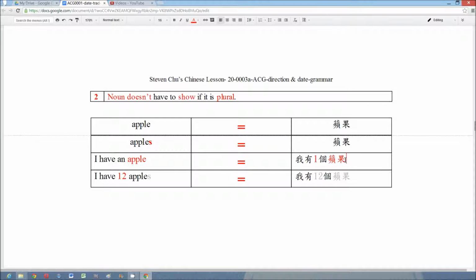Actually, this is not so. The noun doesn't show the singular characteristic. The number shows it. Another example, I have 12 apples, and the translation is 我有12个苹果. You can see that the noun doesn't show the number. That means the noun doesn't show singular or plural. The number does.